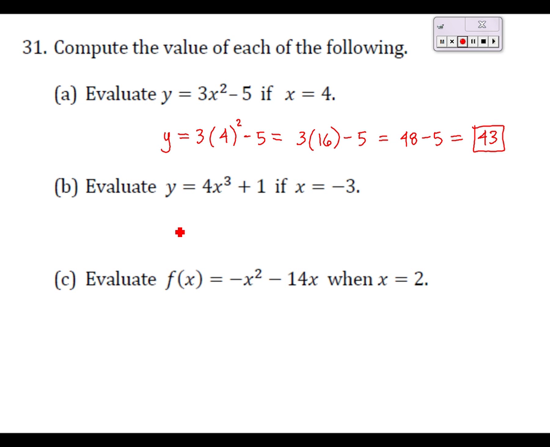Down here, again, we need to think about how to resolve the cubed power. And maybe let's do that off to the side here. What is negative 3 cubed? By definition, it means negative 3 times negative 3 times negative 3. So a common mistake would be to say 9 here, because 3 times 3, but of course this is not 9. This is negative 3 times negative 3 is positive 9. Times negative 3 is negative 27. So 4 times negative 27 plus 1.